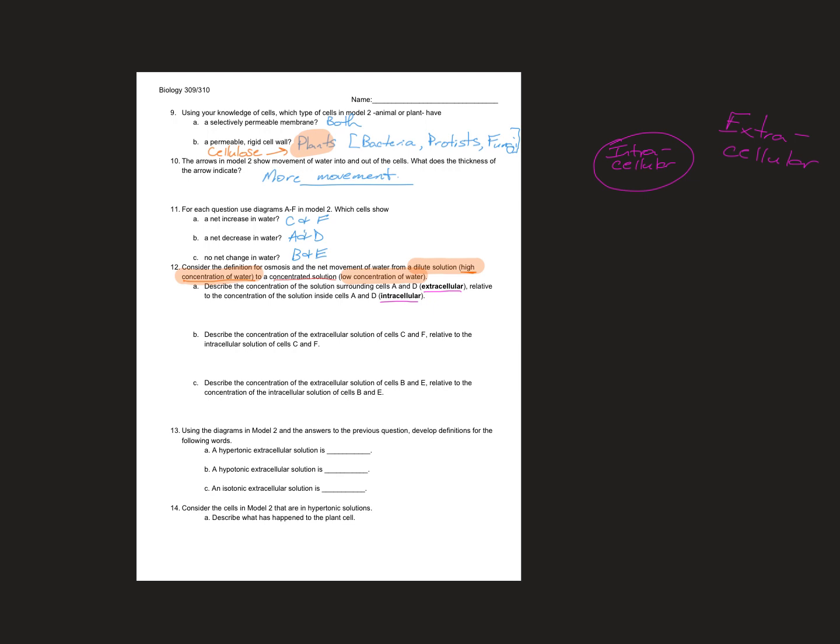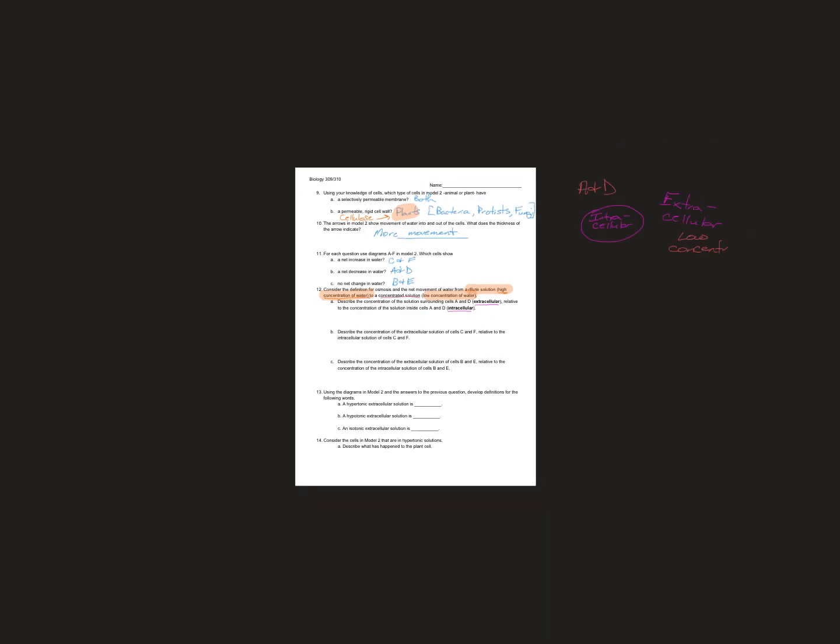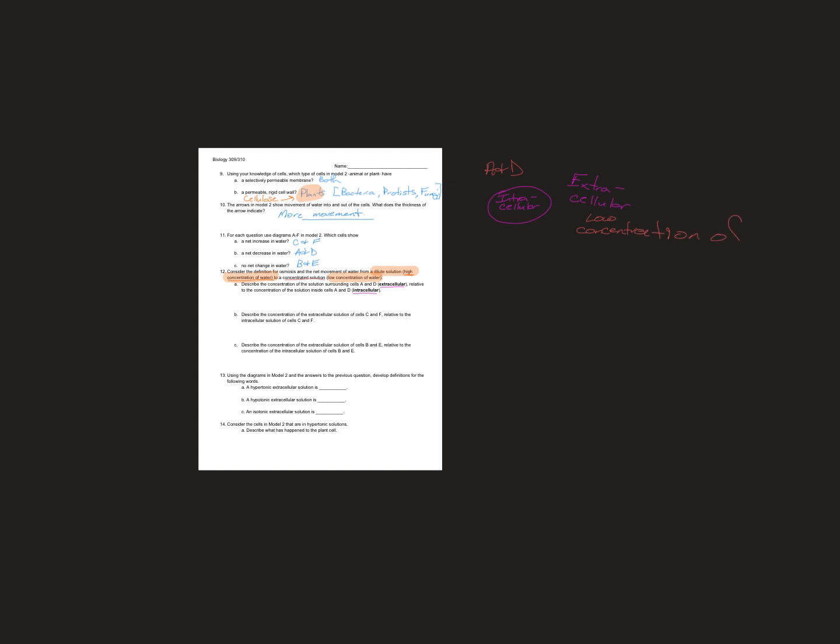So in A and D, what would you use? How would you describe the concentration? How did you guys do that? Relative to the concentration of the solution inside. For the extracellular, I took that it had a low concentration of water. Extracellular for A and D, you said low concentration of water, that the inside had a high concentration. And of course, that also means high solute and low solute. Correct? Yeah. All right.